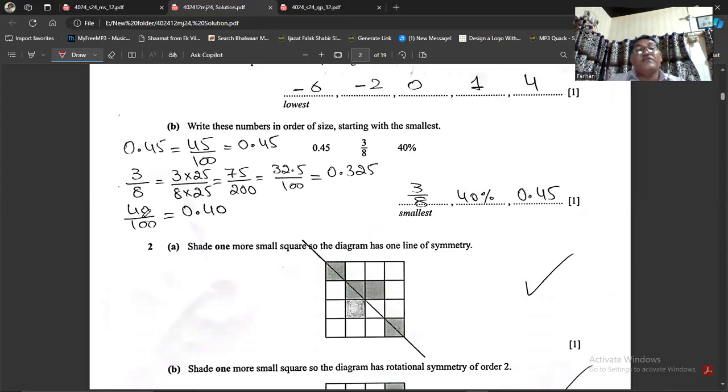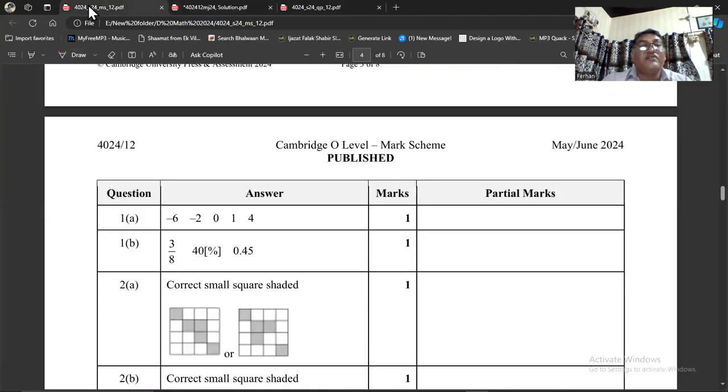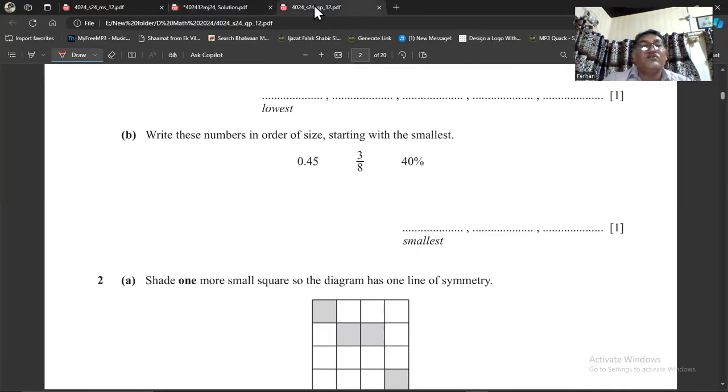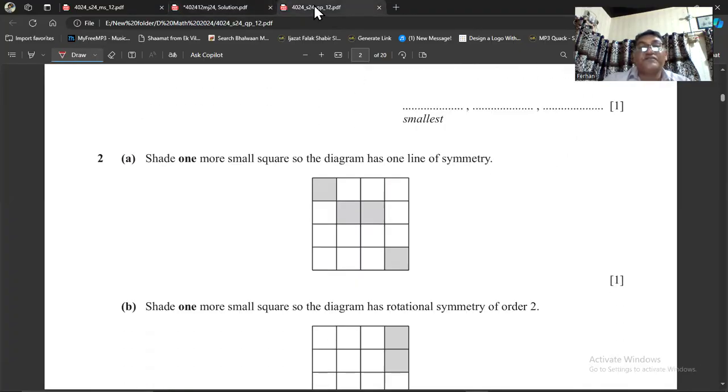Now here we have 40%. 40% means 40 by 100. That is 0.40. So we have to start with the smallest. So the smallest one is this one. So this will come first. In the answer, we will write the original number. So 3 by 8. Then we will have this one, which is 40%. And then we will have this one, which is 0.45. So let's check: 3 by 8, 40%, 0.45. The answer is right. So let's go to the next question.